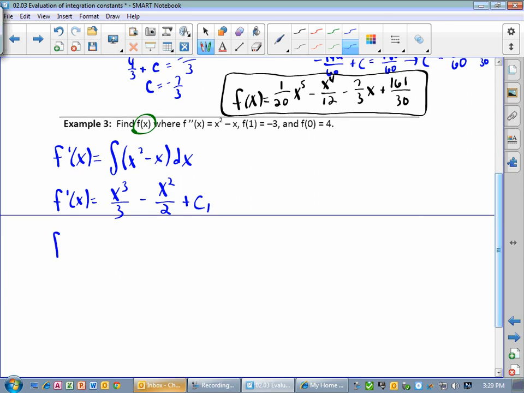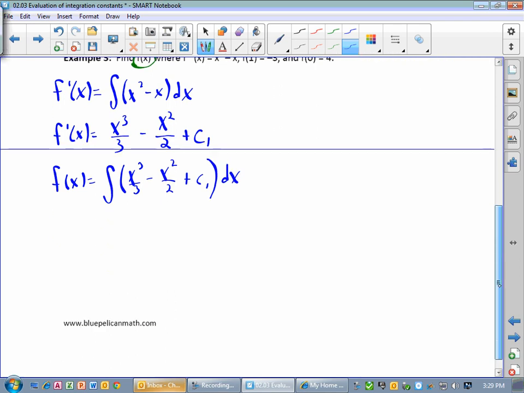So when we integrate, we get f of x. We're going to integrate x cubed over 3 minus x squared over 2 plus c1. F of x equals: the integral of x cubed over 3 will be x to the 4th over 12, minus x cubed, and then we're already divided by 2, so we divide by 3 more, we're dividing by 6, plus the integral of c1 will be c1 x, plus, now we need another constant, so I'm just going to call it c2.